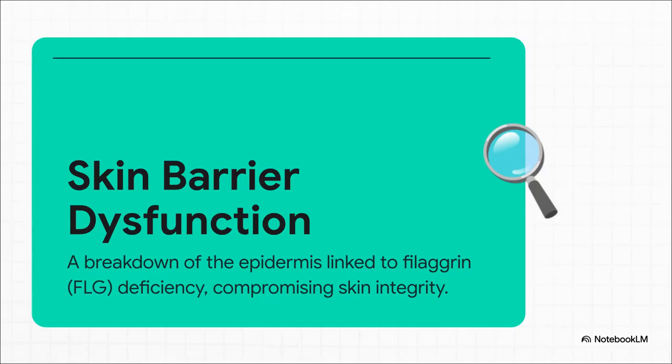So, on one side of the coin, you have this faulty barrier. The best way to think of it is like a brick wall. In AD, especially when there are mutations in the filaggrin gene, or FLG, it's like the mortar between the bricks is missing. This breaks down the whole structure, the skin loses water, and it becomes super easy for irritants and allergens to just walk right in.